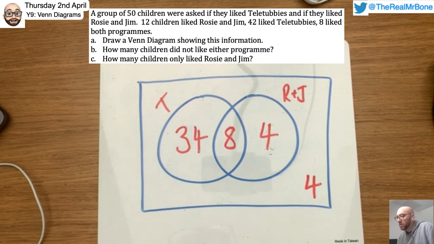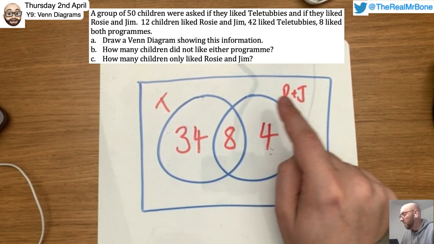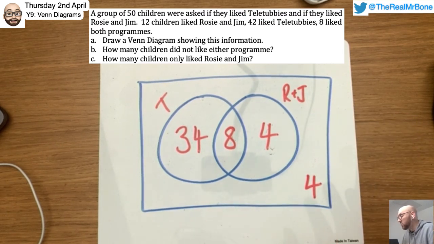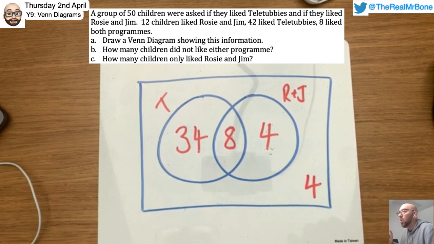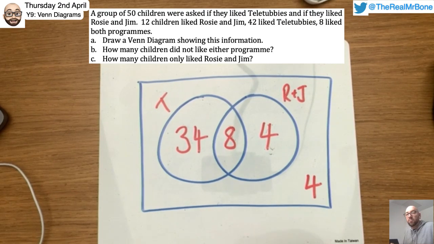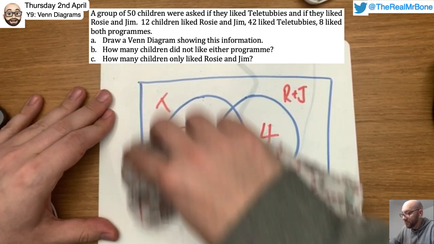Just make sure that we are reading questions carefully to say, is this a 4 or is this a 12? Are we talking about the full circle or part of the circle? Because this question said only 12 people like Rosie and Jim, but it doesn't say only Rosie and Jim, that means the full circle needs to add up to 12 and not just that section.